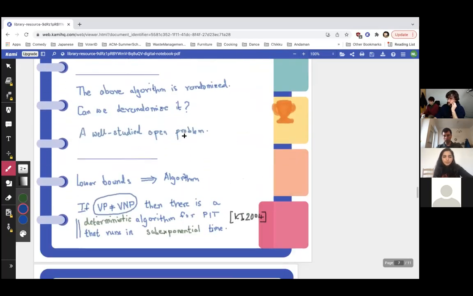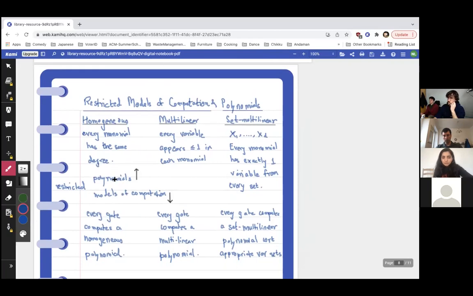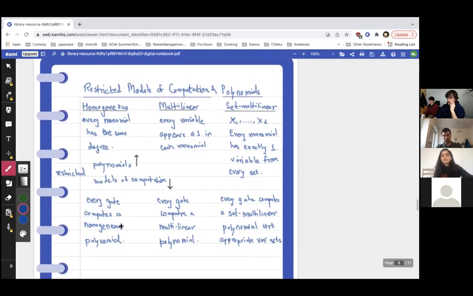Okay. And then for every model of polynomial, there is a corresponding model of computation that you can define. For example, a homogeneous model of computation is where every gate, that is every plus and multiply operation, computes a homogeneous polynomial. Similarly multilinear and similarly set multilinear. So you can have restricted models of computation computing restricted models of polynomials.